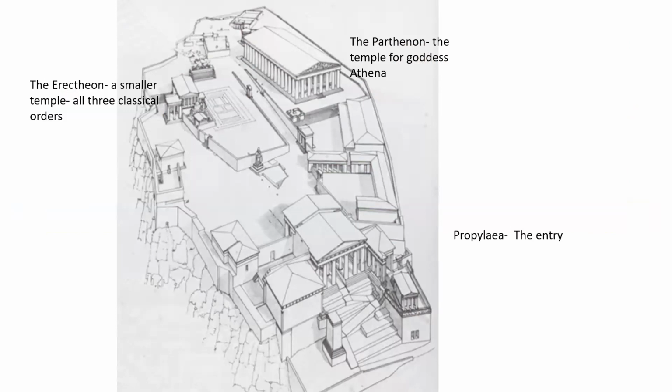Of course, we're seeing the Parthenon dedicated to the goddess Athena. We're seeing the Propylaea, the entry piece, the main entry temple front that you would first experience before you see the actual temple of the Parthenon. The Erechtheion is a smaller classical temple, which incorporates all the classical orders, Doric, Ionic, and Corinthian, a small, strangely enough, asymmetrical temple.